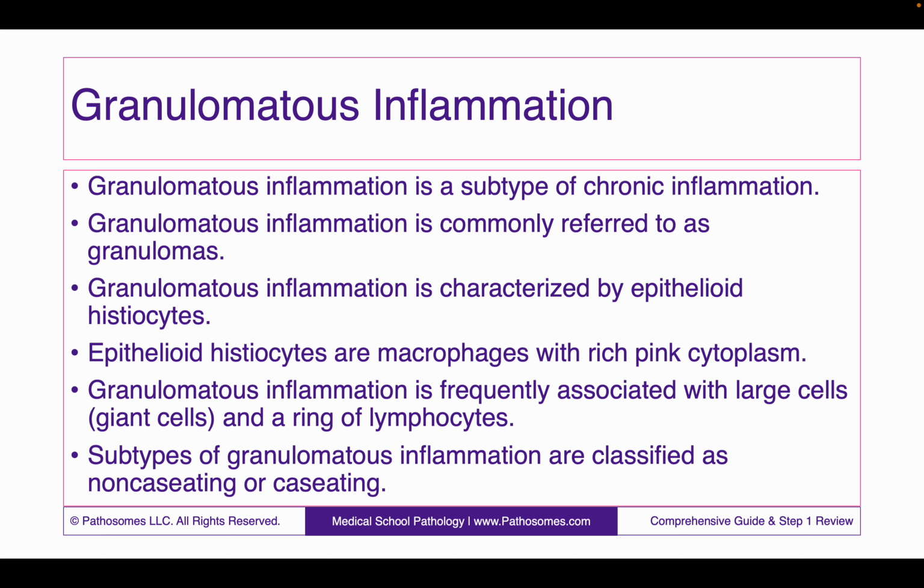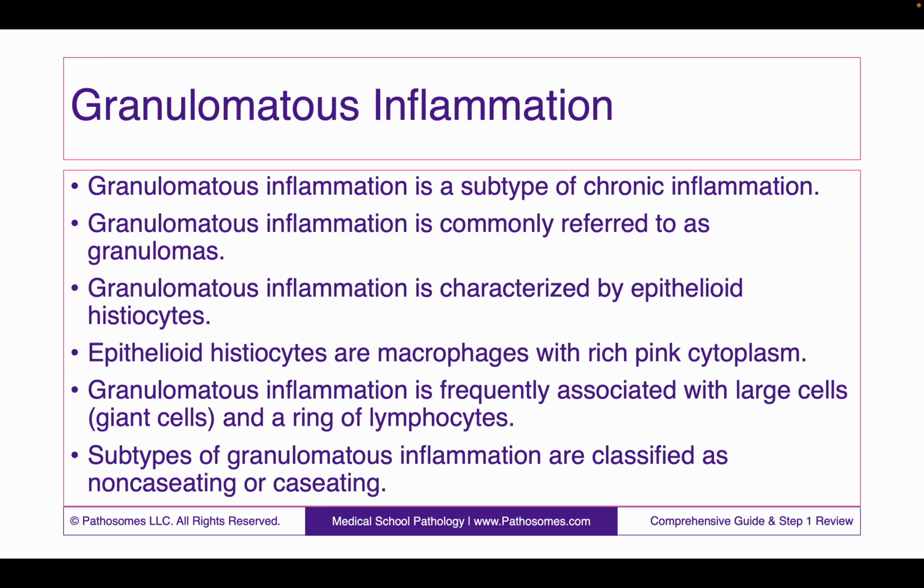Granulomatous inflammation. Okay, let's talk about that. Granulomatous inflammation is a subtype of chronic inflammation. Granulomatous inflammation is commonly referred to as granulomas. Wow, who'd have guessed? Granulomatous inflammation is characterized by epithelioid histiocytes. Epithelioid histiocytes are macrophages with rich pink cytoplasm.